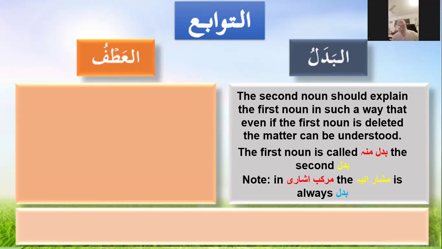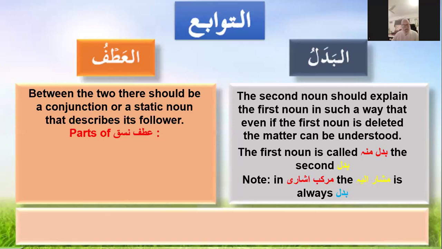Note in murakkab ishari, the mushar alayh is always badal. Mushar and mushar alayh: the first part, the ism ishara, is called mushar, and the second part is called mushar alayh. In the compound of murakkab ishari, the second part, which is called mushar alayh, is always badal.